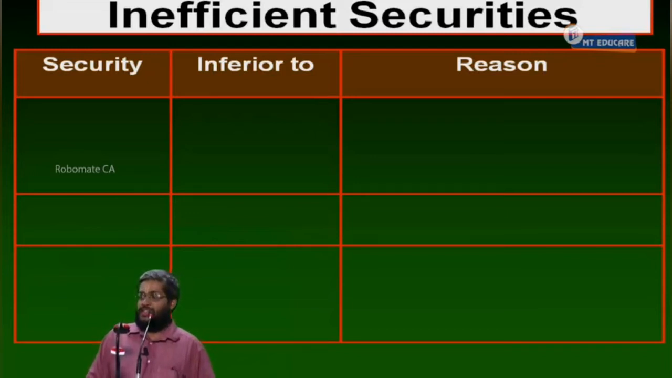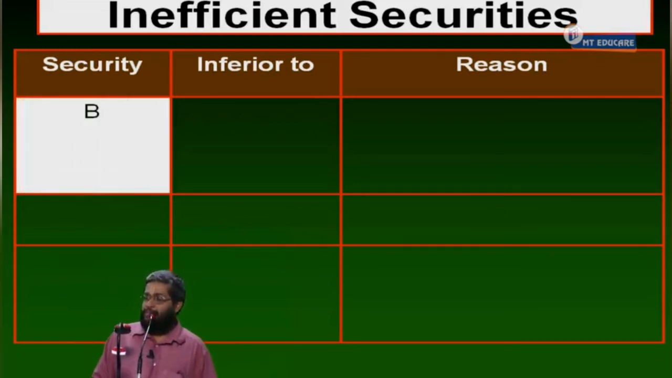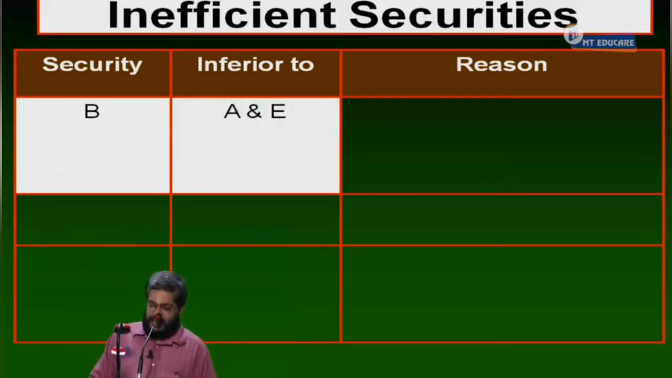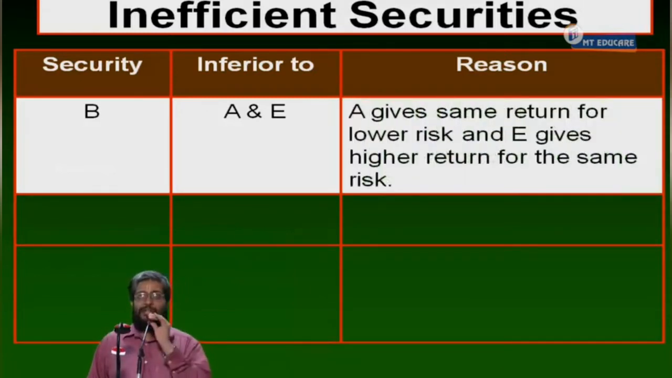Okay. Now, the first inefficient security is what? Security B. Security B. Inferior to, please answer me, inferior to what? A and E. Inferior to A and E. Can you tell me the reason why it is inferior to A and E? A gives same return for lower risk. Then E gives what? Higher return for same risk. Write down. A gives same return for lower risk.